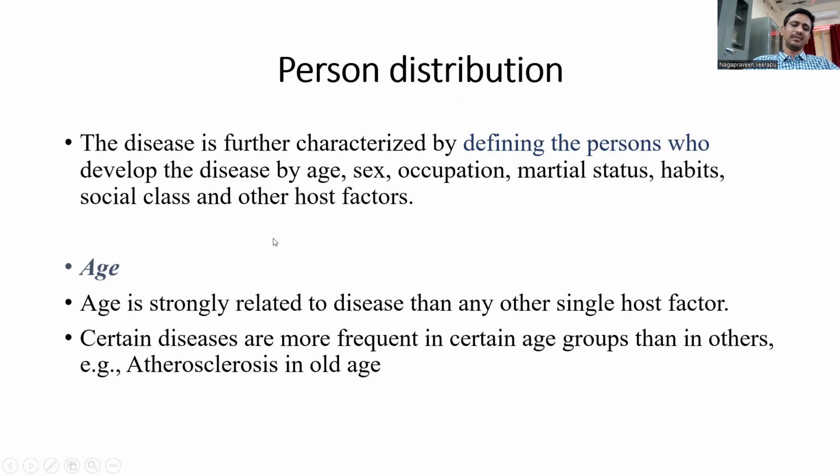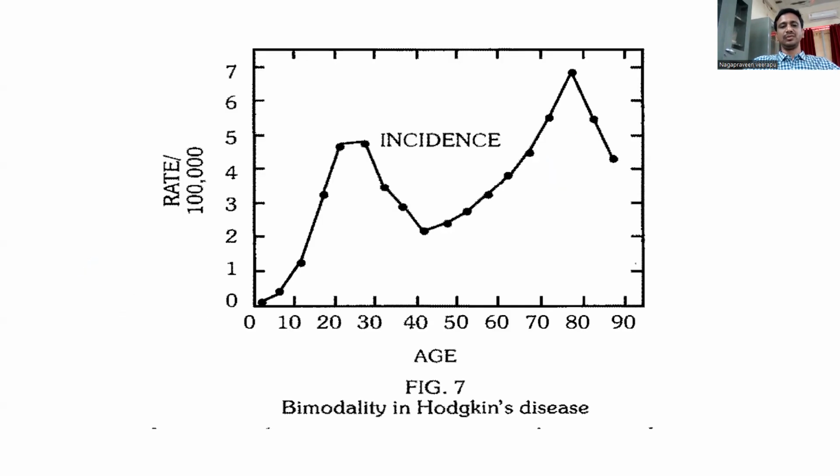Suppose you take the example of age. Age is strongly related to disease more than any other single factor. Certain diseases are more common in certain age groups, like atherosclerosis, which is more common in old age. So in person distribution, by age, old age people are more at risk of having atherosclerosis.